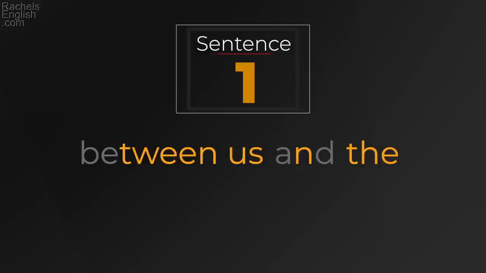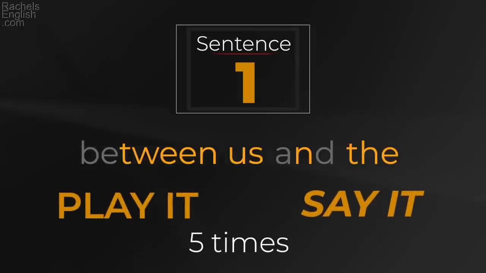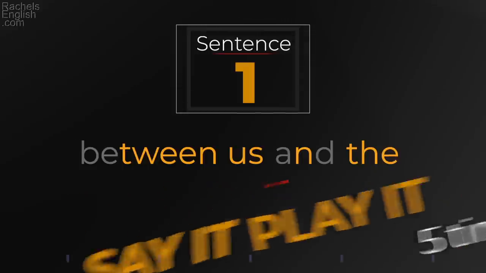Between us and the. You're gonna have to really simplify your mouth movements to match this speed. Between us and the. Now you try it. I'm gonna play it. Then there will be a gap for you to say it. We'll do it 5 times in a row. Play it, say it. Really simplify your mouth movements as you do this.